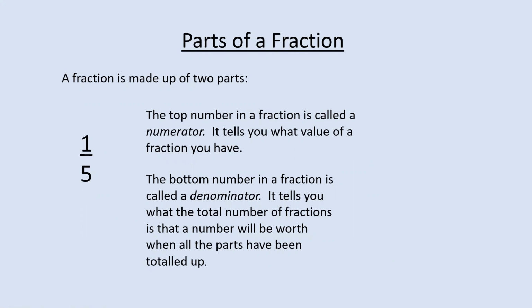Parts of a fraction. A fraction is made up of two parts. We have a fraction here, 1/5. Now, the top number in a fraction is called a numerator. It tells you what value of a fraction that you have. The bottom number in a fraction is called a denominator. It tells you what the total number of fractions is that a number will be worth when all the parts have been totaled up. So whatever number we've split into fifths here, when we have 5/5, we will have the complete number, but there will be a value that represents 1/5 of another number.